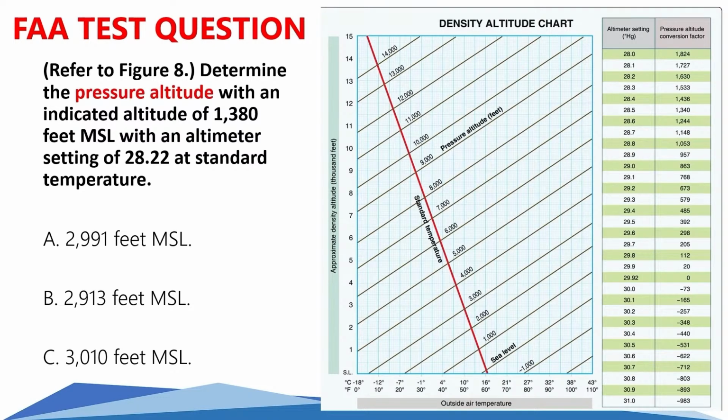Keep in mind, these are not going to be as easy as the example I gave you because for the altimeter setting of 28.22, there's not an exact altimeter setting. You only have 28.2 or 28.3.